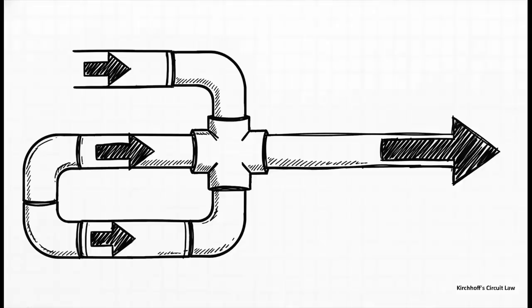The easiest way to picture this is with water pipes. Imagine you've got a junction where a few pipes meet. All the water flowing in from, say, two pipes has to go somewhere, right? It has to flow out through the other pipes. The water can't just vanish, and it can't be created out of thin air. Well, electricity works the exact same way. No leaks, and definitely no magic.